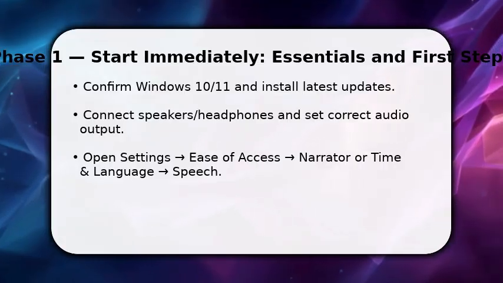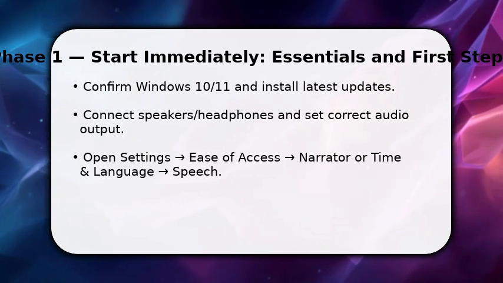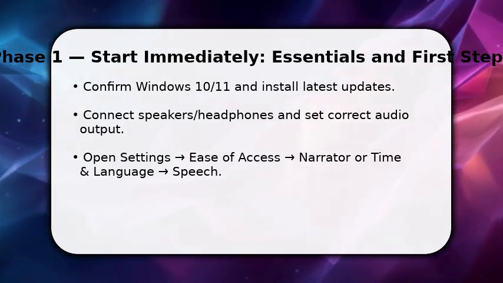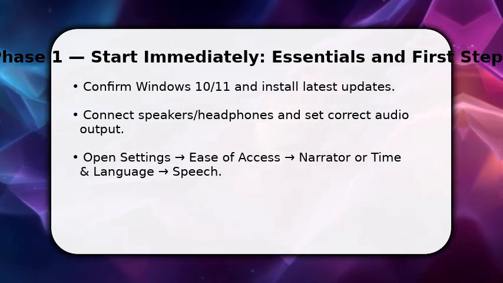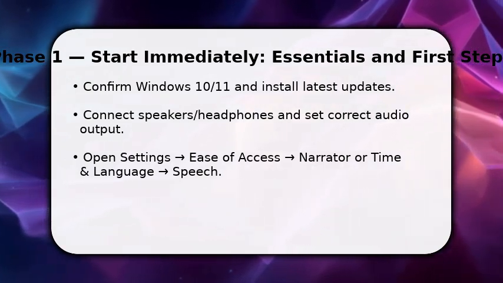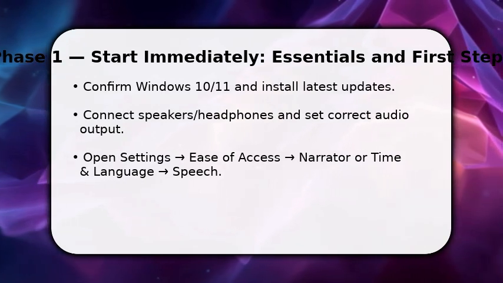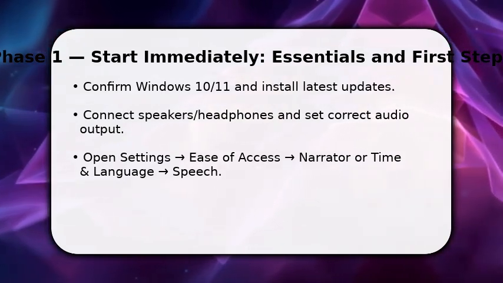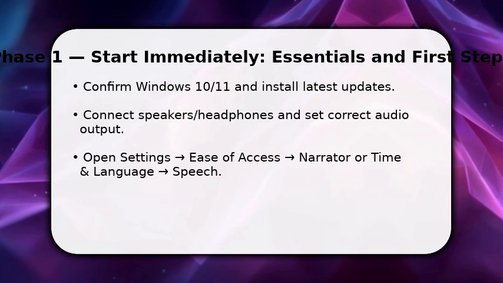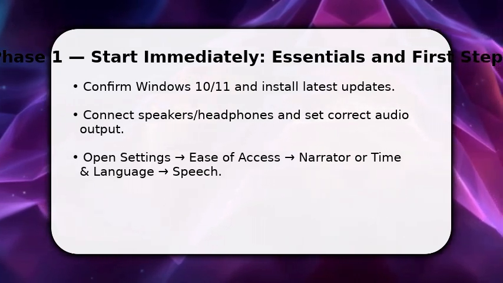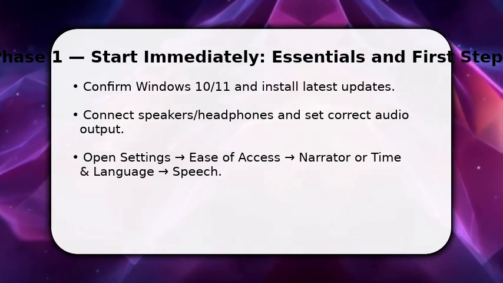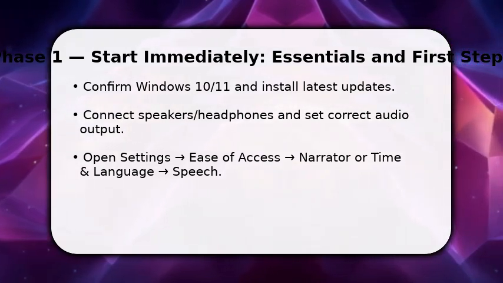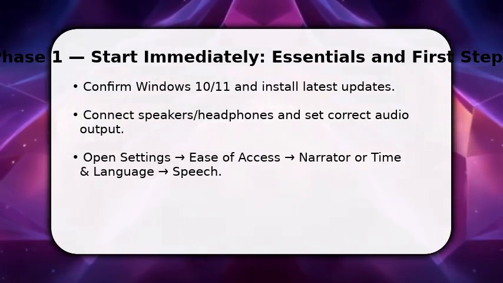You'll start by preparing your HP laptop so speech can work reliably. First, make sure Windows 10 or 11 is updated, because newer builds include improved voices and fixes. Once done, connect and select your audio output so you can hear tests. Now press the Windows key, type settings, then go to Ease of Access, right arrow Narrator or Time and Language, right arrow Speech to reach text-to-speech options. This begins the actionable setup for voices and control.